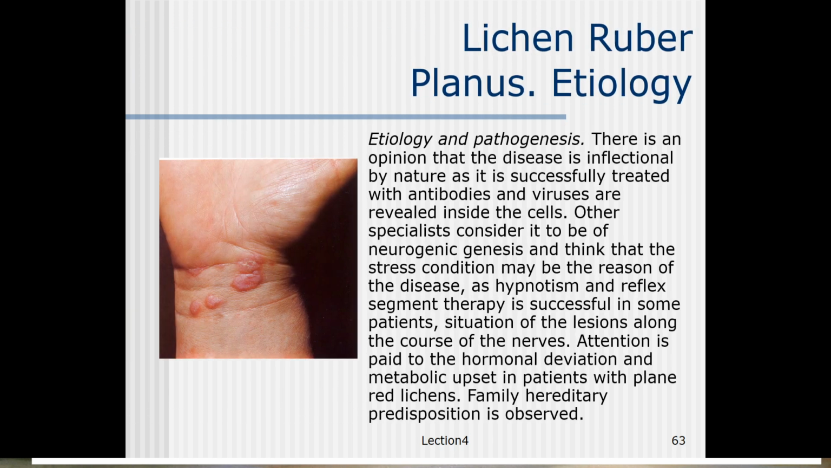Lichen ruber planus, etiology and pathogenesis. There is an opinion that the disease is infectious by nature, as it is successfully treated with antibiotics and viruses are revealed inside the cells. Other specialists consider it to be of neurogenic genesis and think that a stress condition may be the reason for the disease, as hypnotism and reflex segment therapy are successful in some patients, and the lesions are situated along the course of nerves. Attention is paid to hormonal deviation and metabolic upset in patients with lichen planus. Family hereditary predisposition is observed.